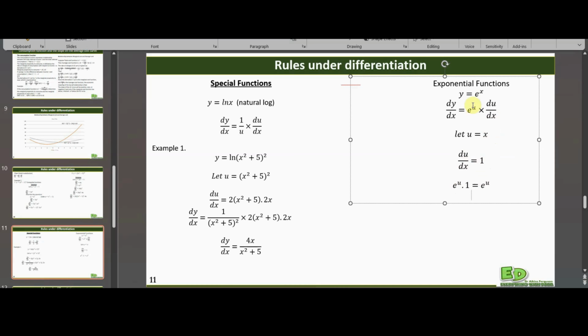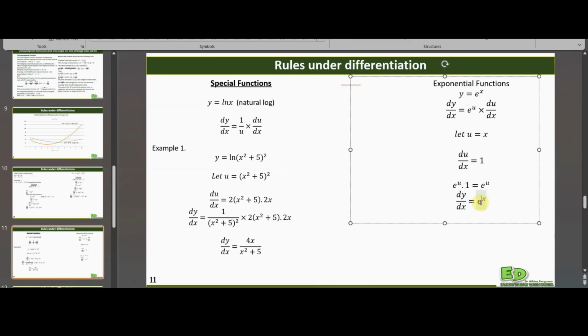So that will give us e to the power u times 1, because this is e to the power u times the differential. So e to the power u times 1 will give us e to the power u. Then we'll just back substitute, and we'll say that u is equal to x. So dy over dx is equal to e to the power x.